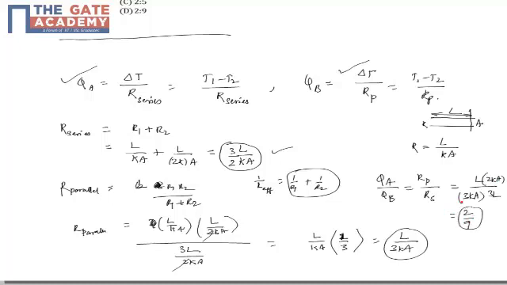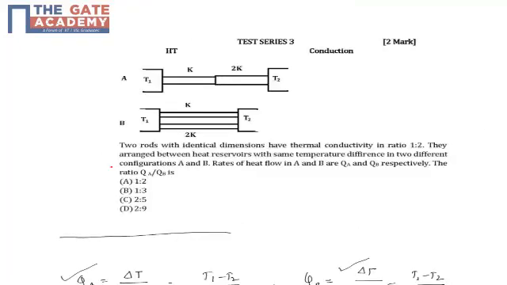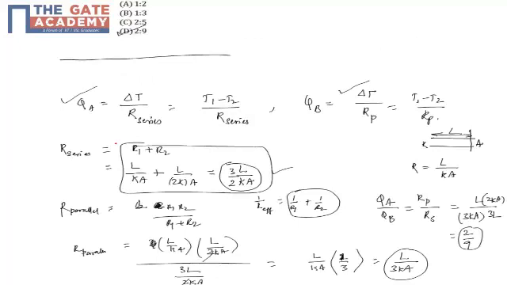This is just a question on how you apply the heat transfer conduction Fourier law. The idea is that in series the resistances get added up, in parallel they vary by this formula, and these are easy derivations, you can easily derive it. So the answer is D. Thank you.